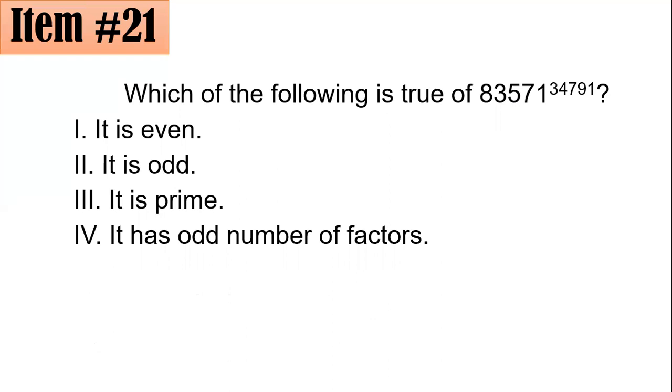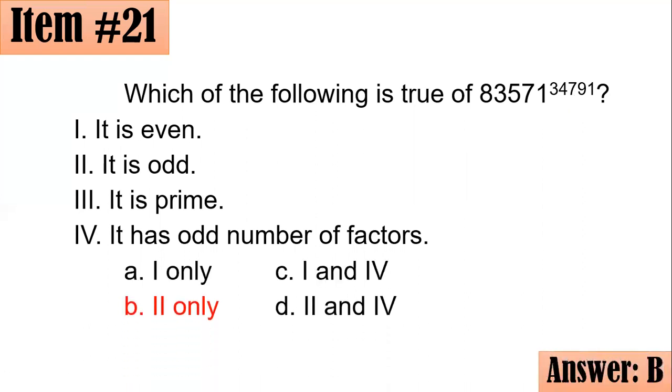I knew 83,571 is not a perfect square. And since it's also raised to a number that is not even, therefore, it's not a perfect square as well. However, if the exponent is even, like it's an even natural number, I'm sure it will be a perfect square. That's why we could say that only 2 is correct. Letter B.